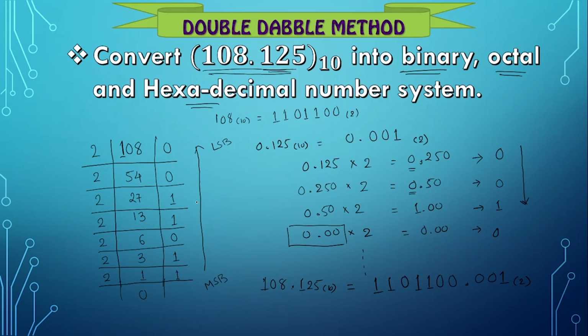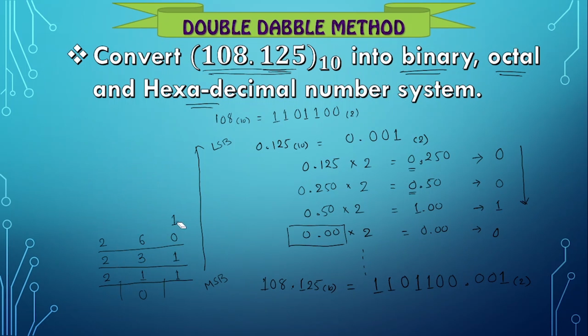Okay, so if you want to find the octal equivalent of 108, then let's just have the quick calculation for this conversion also, then you please try hexadecimal by yourself.